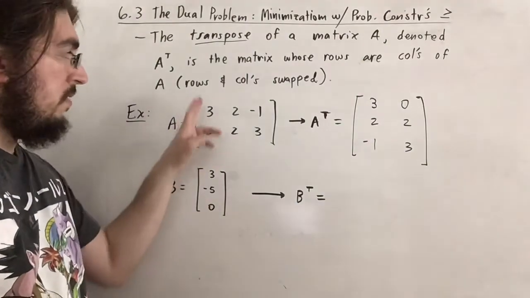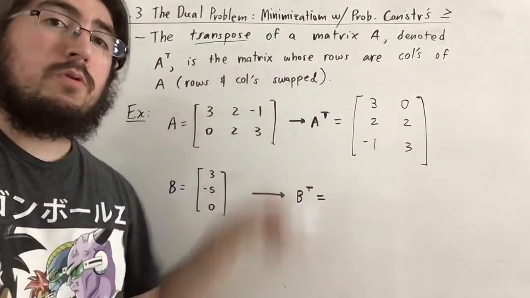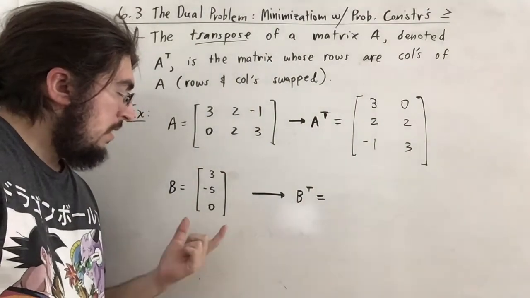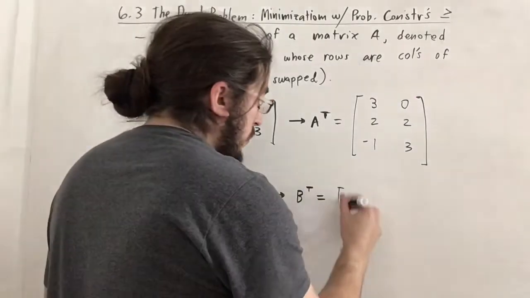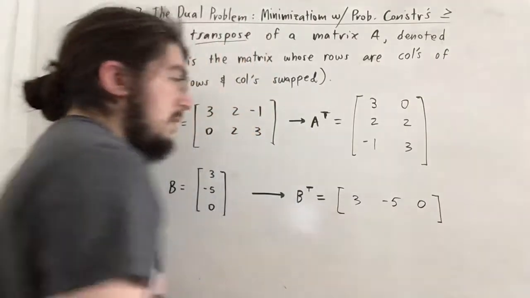So same thing, if you look at the first column here, 3, 0, that's the same as this first row, 3, 0. And now what about this 3 by 1 matrix? For this 3 by 1 matrix, well, it's only one column, so now it's going to be only one row, 3, negative 5, 0 for its transpose.